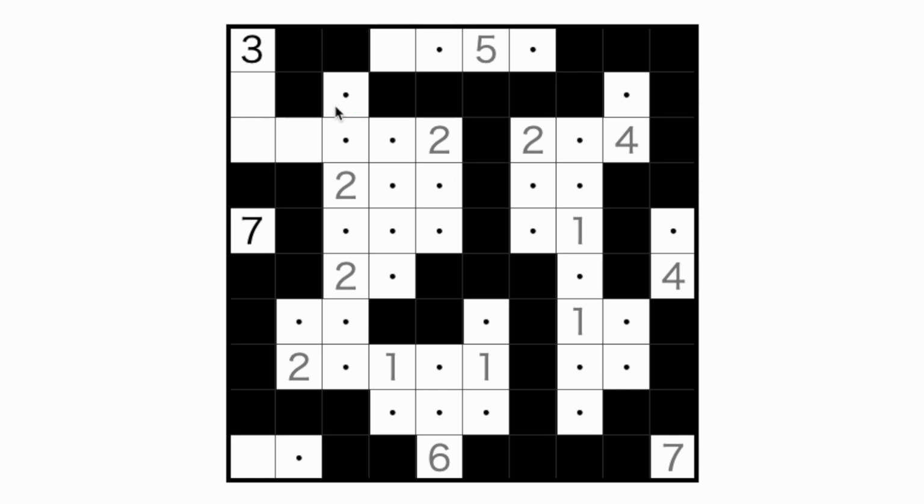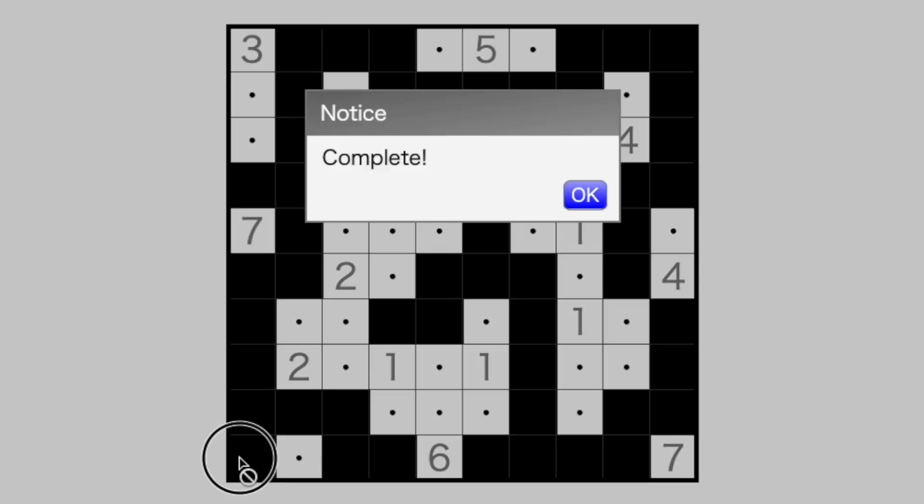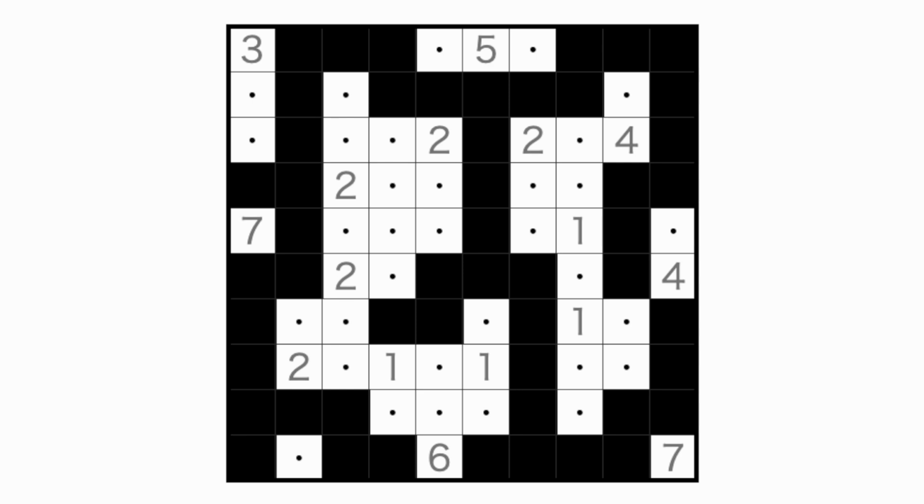And now we need to avoid a 2 by 2. We need to connect. The 3 is now done. This needs to come south. Avoid a 2 by 2. The 7 needs 1, 2, 3, 4, 5, 6, and 7. And that is how we solve a Canal View.